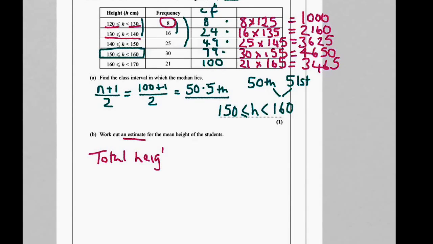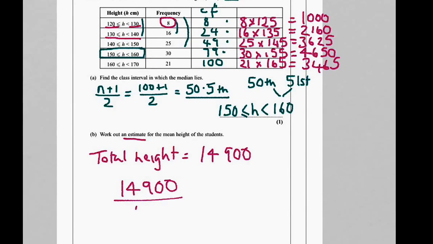When I add those totals up to find the total height, if I added all of those heights together, I would get 14,900. Now, because I've been asked for an estimate of the mean, I need to take the total height and divide it by the total number of students, which was, of course, 100, which tells me that my estimate of the mean is 149 centimetres, and that looks quite reasonable as an average height.